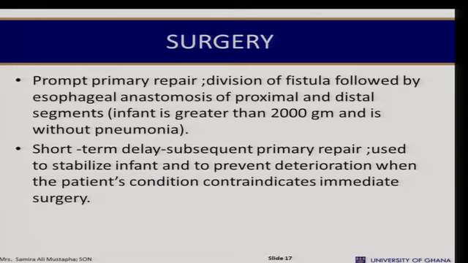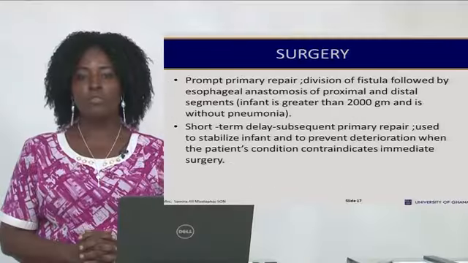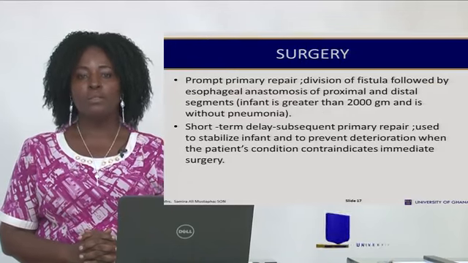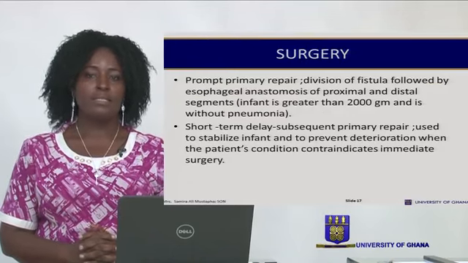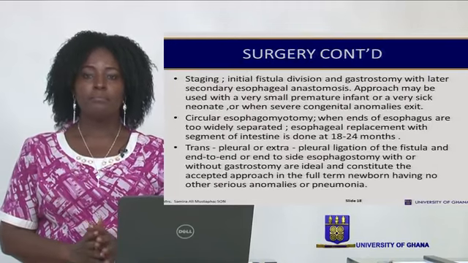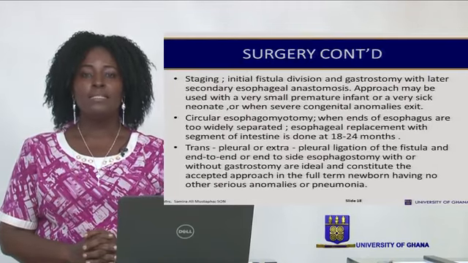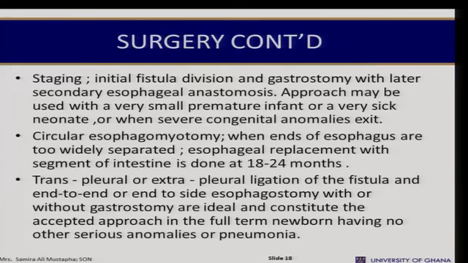In the short term, subsequent primary repair is used to stabilize the infant and prevent deterioration when the patient's condition is contraindicated. So we talked about the gastrostomy, which is done sometimes. And then also the staging: the infant's fistula division and gastrostomy, with later secondary esophageal anastomosis, may be used. And so you see the nature of the surgery described here for your understanding.